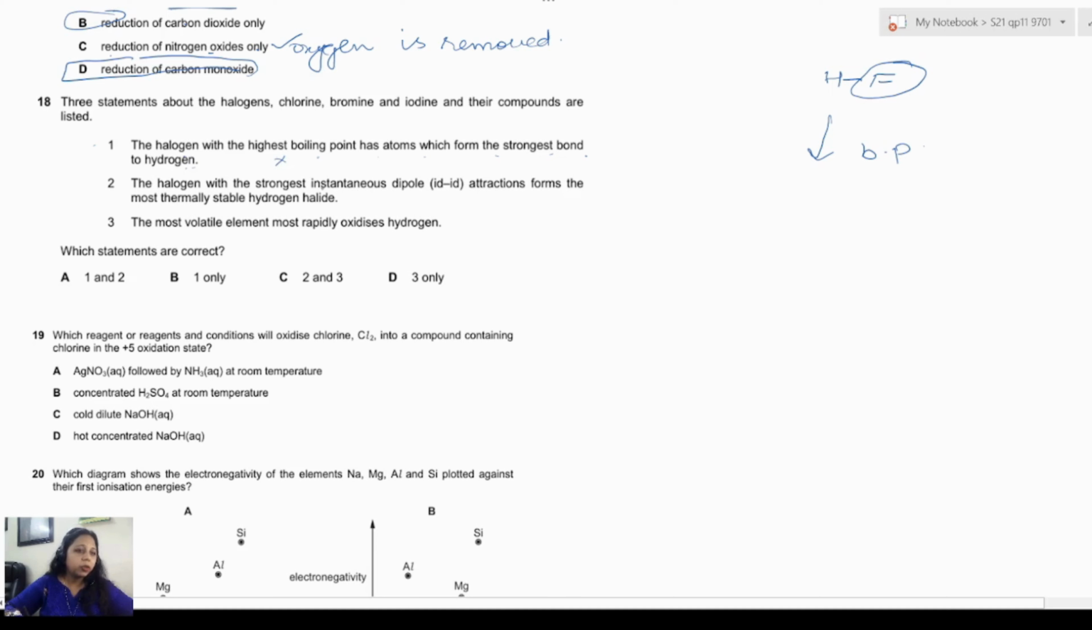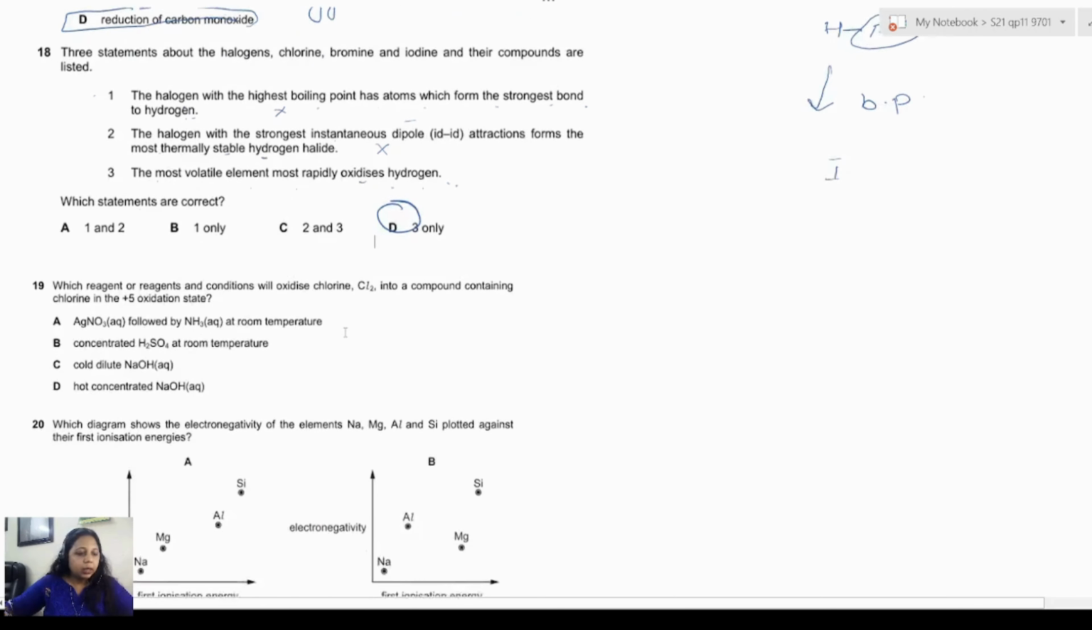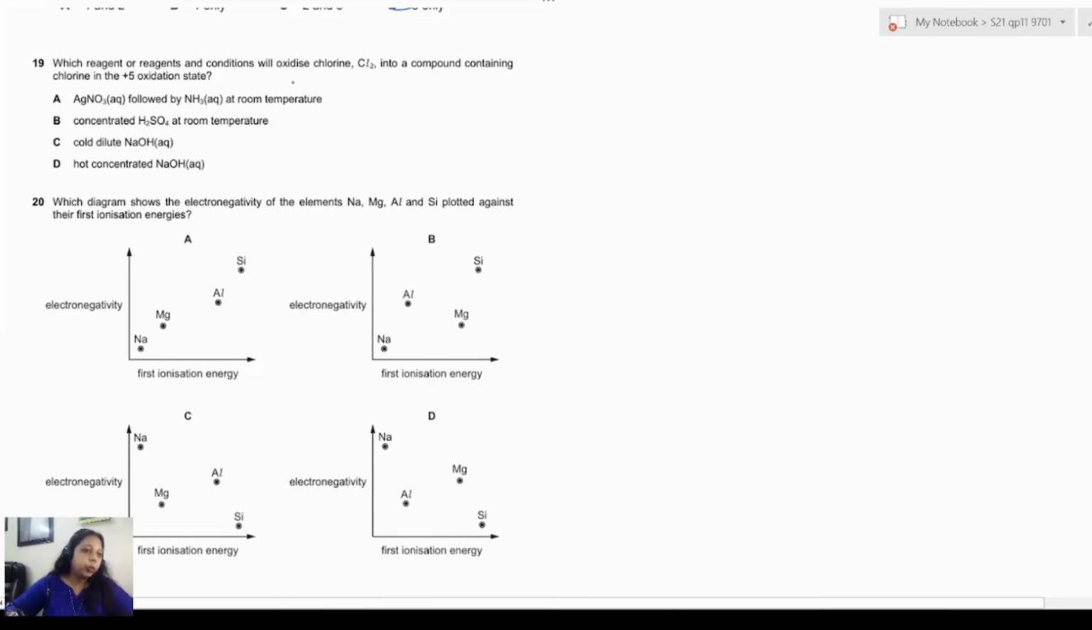Number two, the halogen with the strongest instantaneous dipole-induced dipole attraction forms the most thermally stable hydrogen halide. No, this is not going to be correct. The most volatile element most rapidly oxidizes hydrogen. This seems to be correct. If we talk about iodine, it's the volatile one, so it rapidly oxidizes hydrogen. So this third one is correct. So the answer is D.